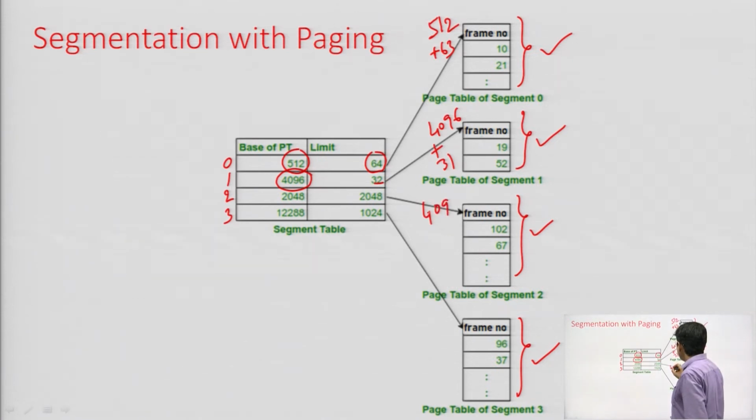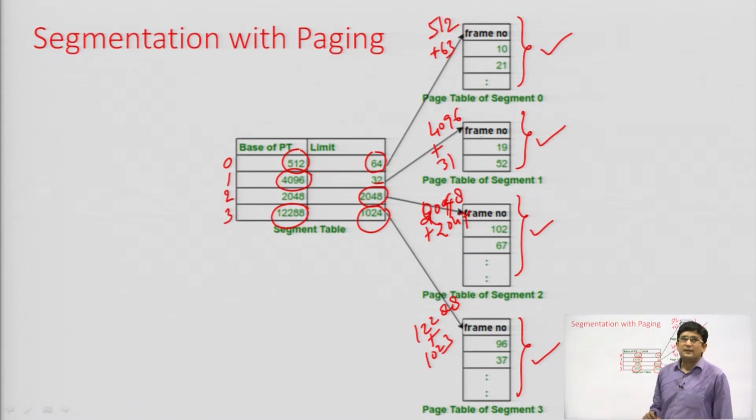table, the starting address is 2048, and then what will be the limit of this? This will be added 2047 in this. Fine. Similarly, page table 3 will be starting at address 12288 and the limit is 1024. So, 1023 will be added as the last address. So, we have decided the range of the addresses in the segment table, the page tables. So, the segment table is referring to the different page tables.